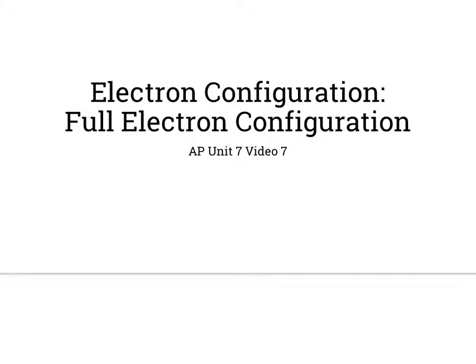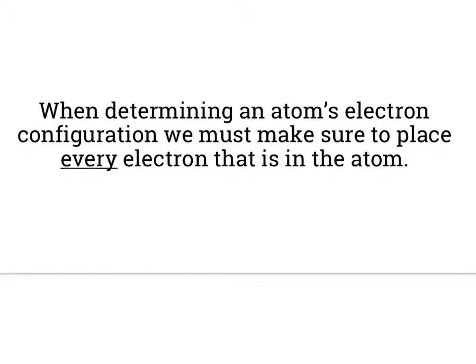Alright, welcome to our 7th video of Unit 7. We're going to start finally talking about full electron configuration. When determining an atom's electron config, we always got to make sure to place every electron that's actually in the atom. So you can't leave any out, you got to make sure you place all of them.